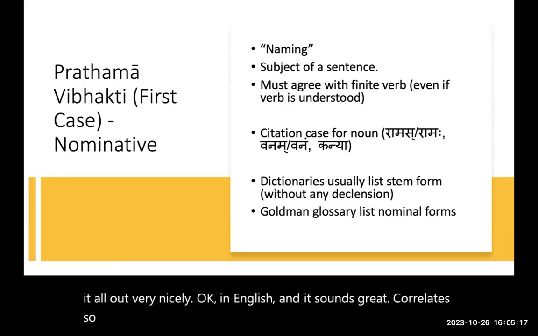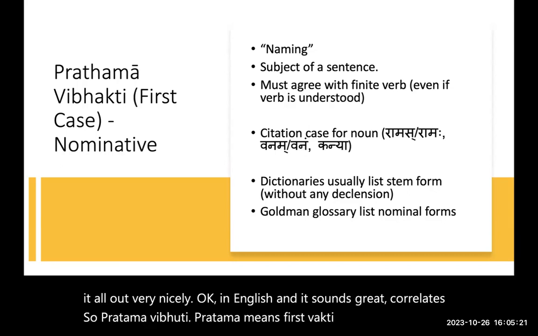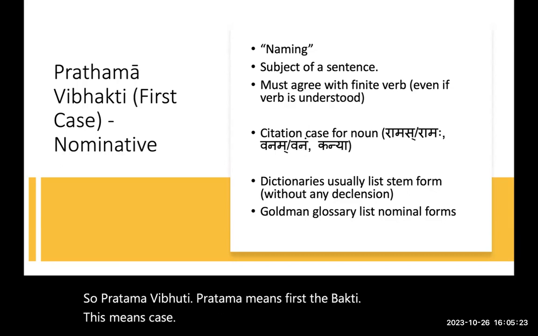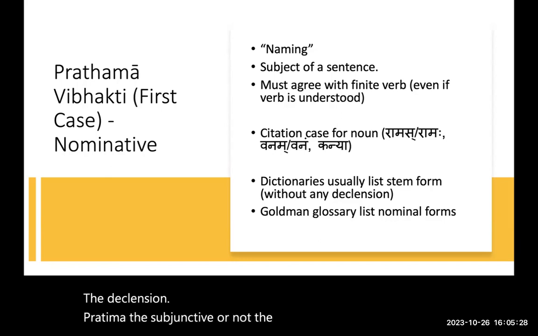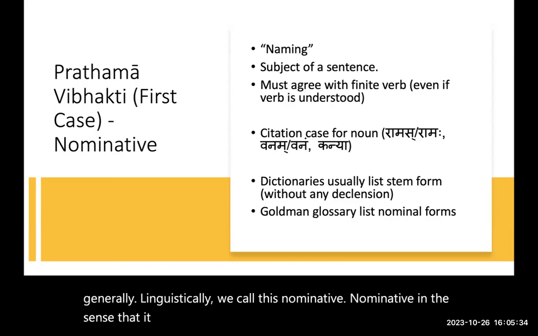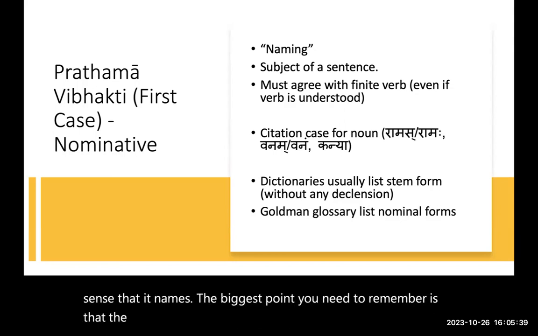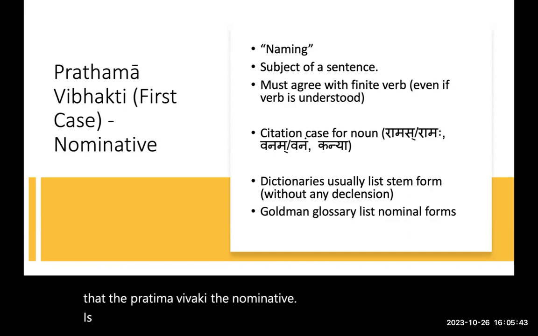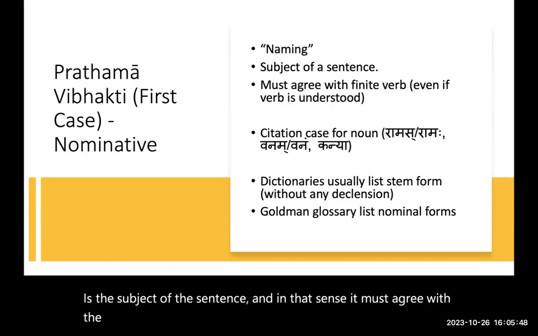So prathama vibhakti. Prathama means first. Vibhakti just means case, the declension. Prathama, the subject case. Generally, linguistically, we call this nominative, nominative in the sense that it names. The biggest point you need to remember is that the prathama vibhakti, the nominative, is the subject of the sentence, and in that sense, it must agree with the finite verb.